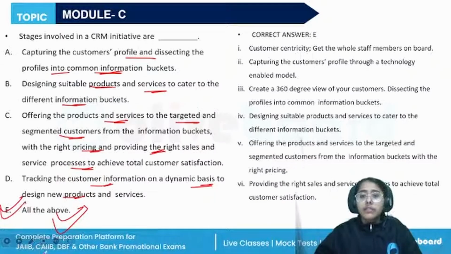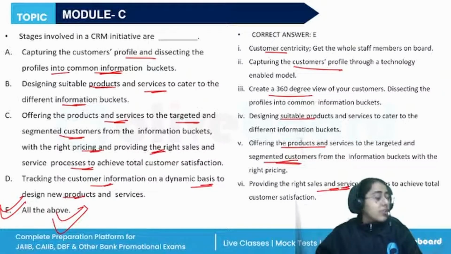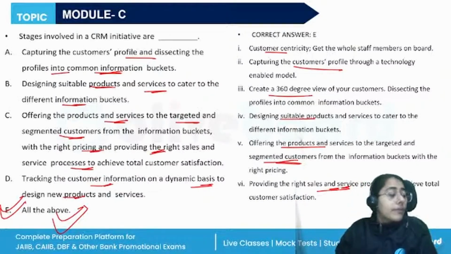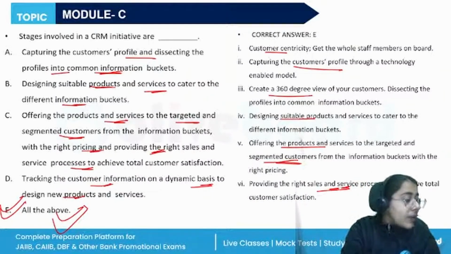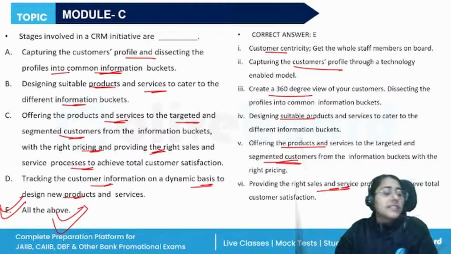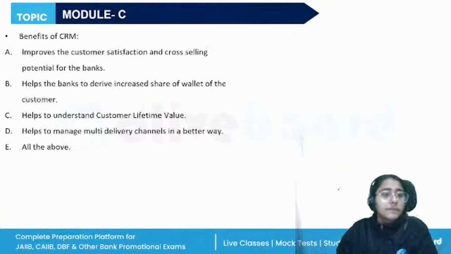So customer centricity is important: capturing the customer's profile, creating a 360-degree view, designing suitable products, offering the products and services to the segmented customer, right sales and service processes. So customer relationship management gives us the correct insights about the customers, their needs and requirements. Accordingly, products and services can be sold.